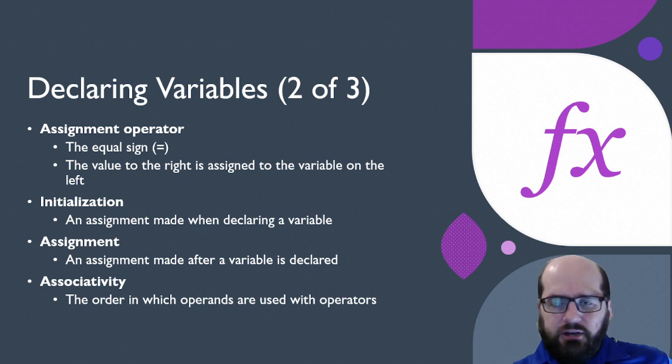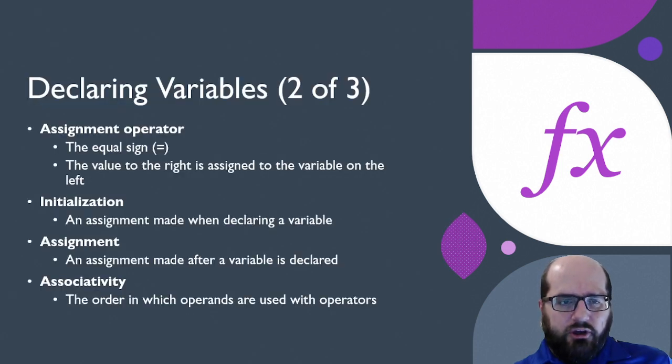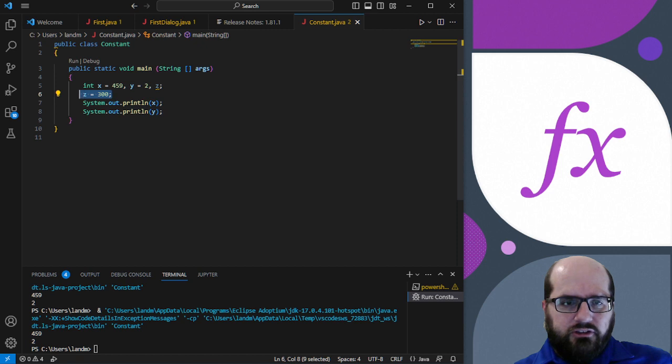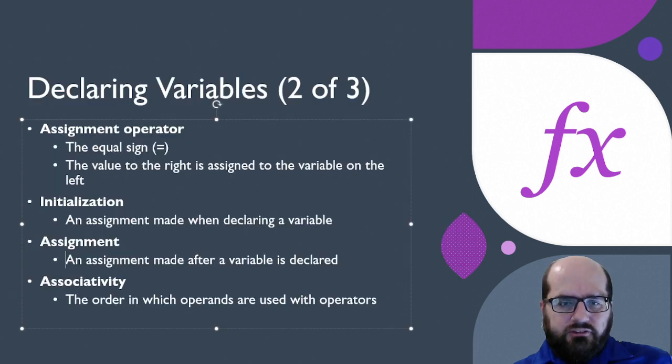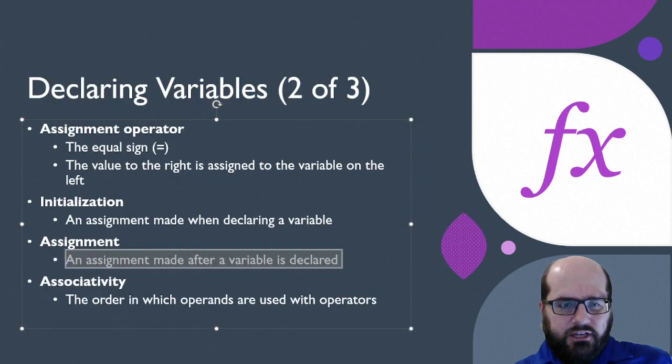Remember that the equal sign in Java is an assignment operator. So if you read a line like line 6, 300 is assigned to z. It's not asking the question, is z equal to 300? It's saying the value on the right is assigned to the variable on the left. This initialization is the assignment made when declaring the variable, right? So in this case, this is initializing the variable. Assignment is an assignment made after the variable is declared. So for example, we've initialized z here, we've assigned the value here on line 6.